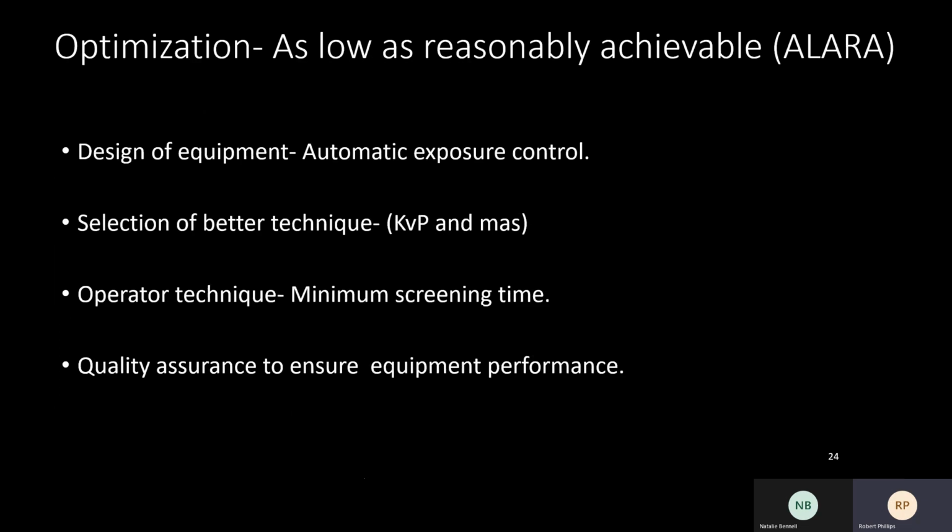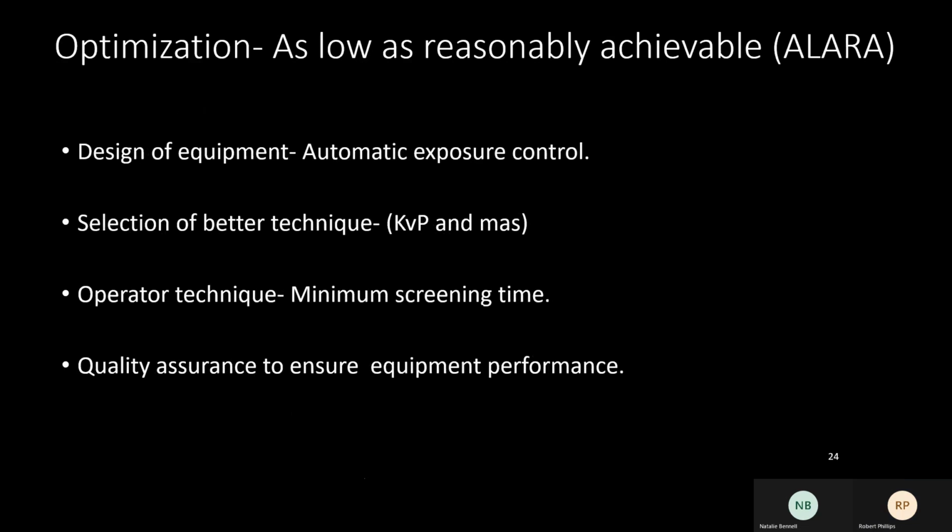Another principle is optimization of dose. Dose should be as low as reasonably achievable. So the image should be of diagnostic quality, but dose should be as low as achievable. And this is called the ALARA principle. It's a very common word, ALARA principle. So optimization of dose can be done at different levels.